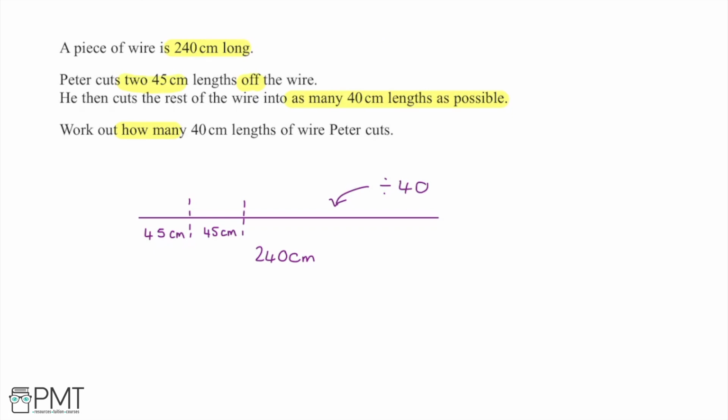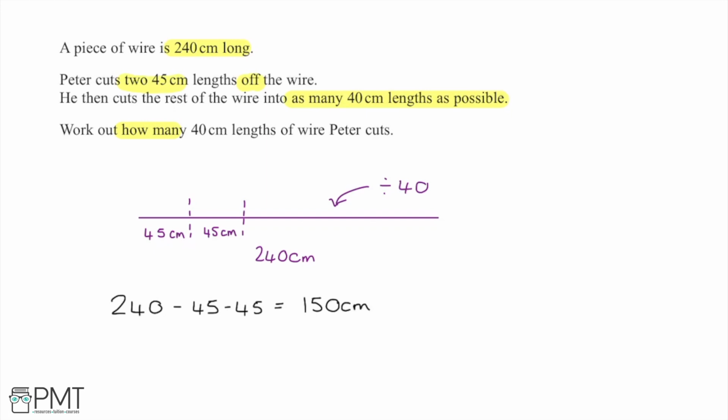So firstly, I need to work out how long this remaining section of the wire is. And I can simply do that by taking the 240, so the total length, and then subtracting these two lots of 45 that have been cut off. And then that's going to leave me with an answer of 150 centimetres. So the question is really asking us, how many 40cm lengths can he cut out of 150 centimetres of wire?